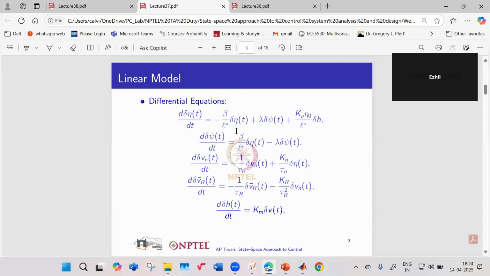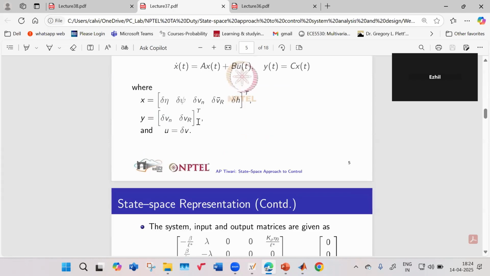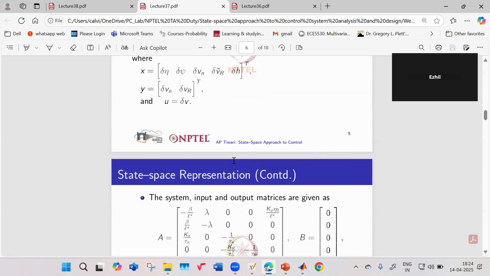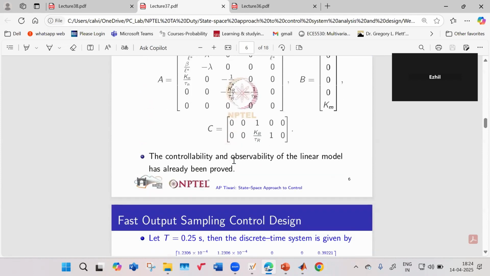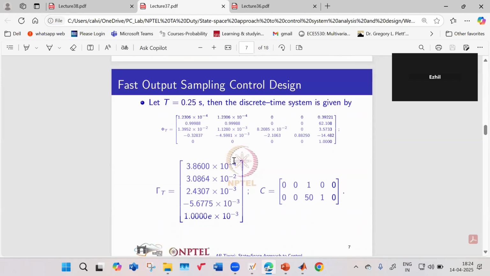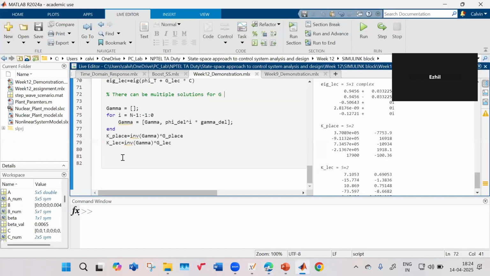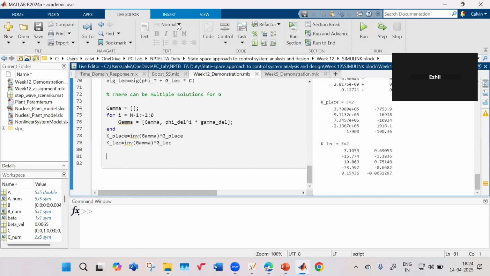So these are the differential equations of the linear model which we have considered. This is just shown. And again, we have the state space representation ABC matrices all over again. This we have already seen. Now, what we do over here is they have told us to consider t equal to 0.25 seconds. So let us reevaluate it. Let us make a new section dedicated to this text, and this heading is fast output sampling.